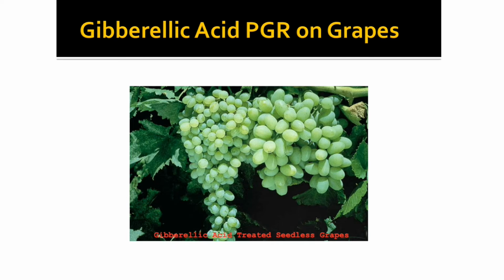So gibberellic acid. Remember, this is the one that expands the cell walls, just makes the cell walls bigger. It's used a lot on grapes. So here's a great example. On the left, that's no gibberellic acid. On the right has gibberellic acid.